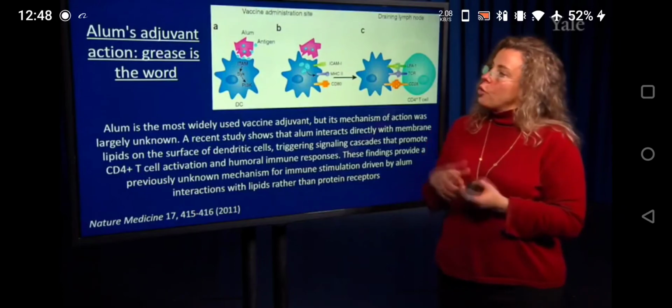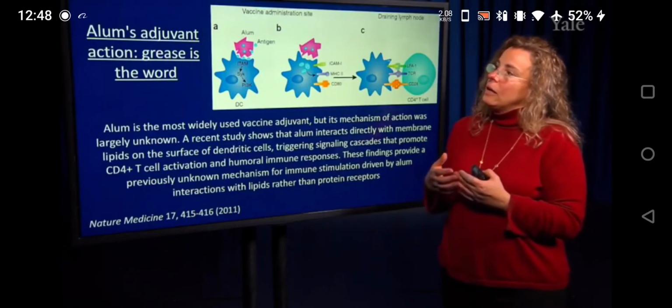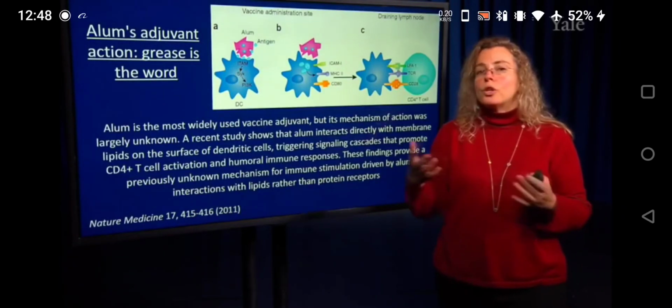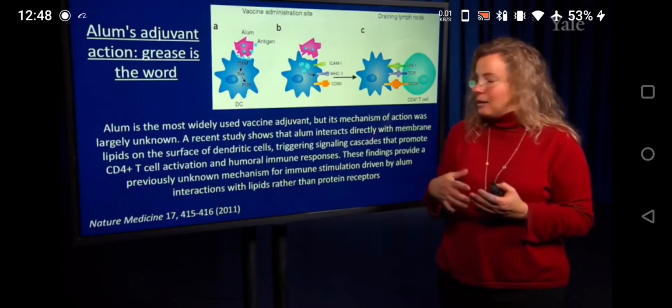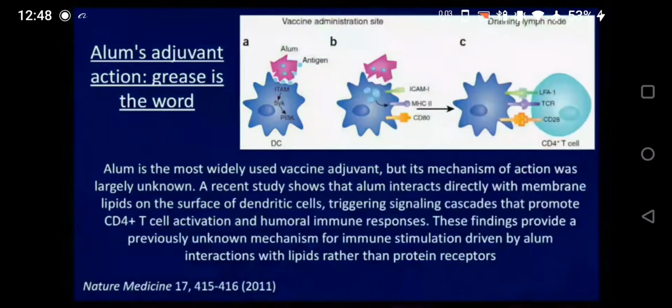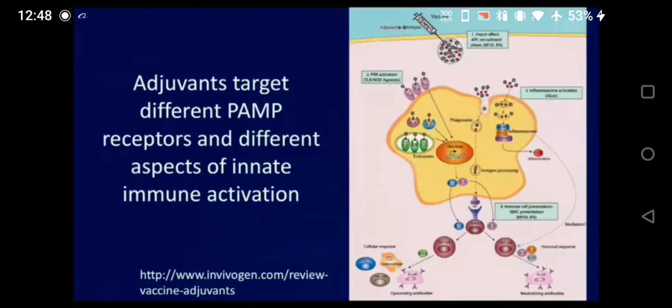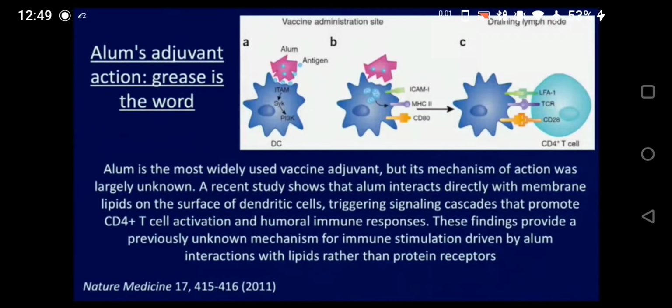Okay, so the most common adjuvant we have worldwide is something called alum. But until recently, just in 2011, we didn't actually know how it worked. And what I showed you here was more specific ways of targeting immune receptors on the surface of cells and inside cells. But actually, alum does something different.